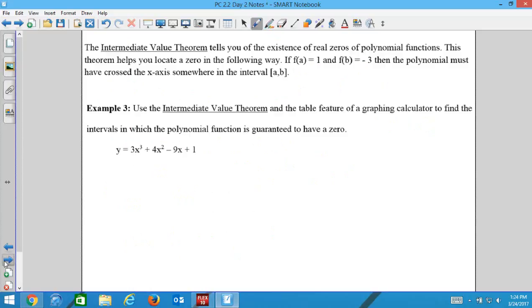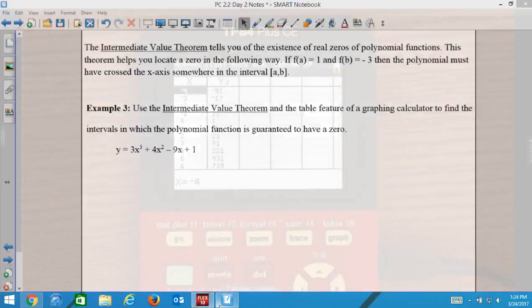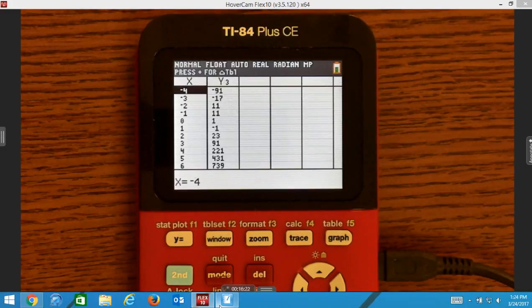All right, there's some questions in your homework that use the intermediate value theorem. And all you're going to do is type the equation into your calculator. Let's do it. 3x cubed plus 4x squared minus 9x plus 1. And after you type it into your calculator, go to your table.